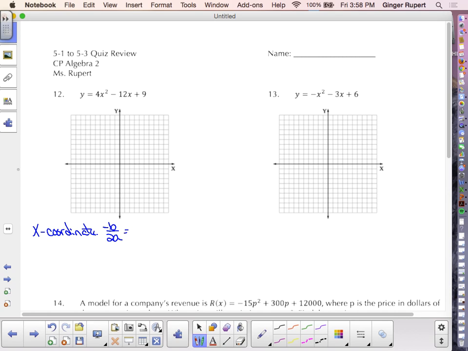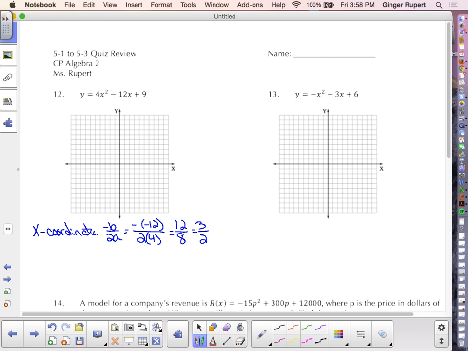In this case, that's going to be minus negative 12. Watch your signs on that one. Some people get confused. You're inserting negative 12 inside those parentheses. That's going to make that positive. Then 2 times a, which is 4. So that's going to give you 12 over 8, which is going to reduce to 3 halves.